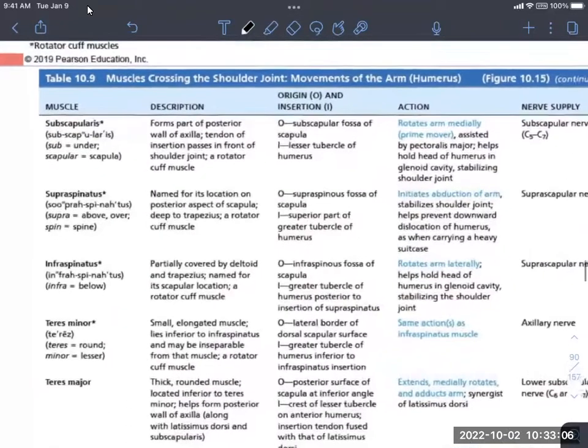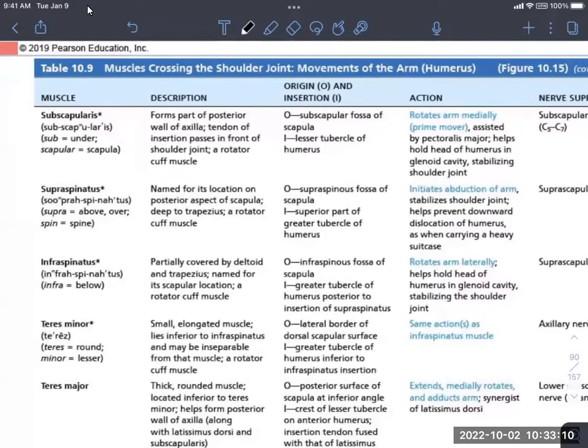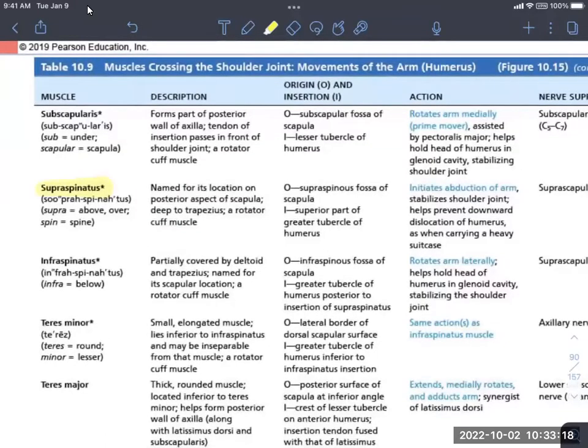Most of these muscles here are on the scapula. So we have our supraspinatus. Supra, above the spine of the scapula. So it's going to originate at that supraspinous fossa. It will insert at the greater tubercle of the humerus. All you need to know is that supraspinatus initiates arm abduction. It's used for the first 15 degrees of arm abduction. So taking your arm from the side of the body away, it's only about 15 degrees.